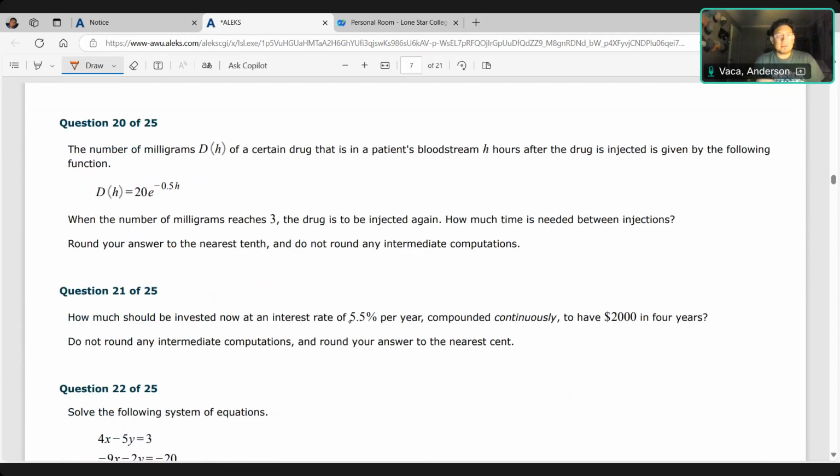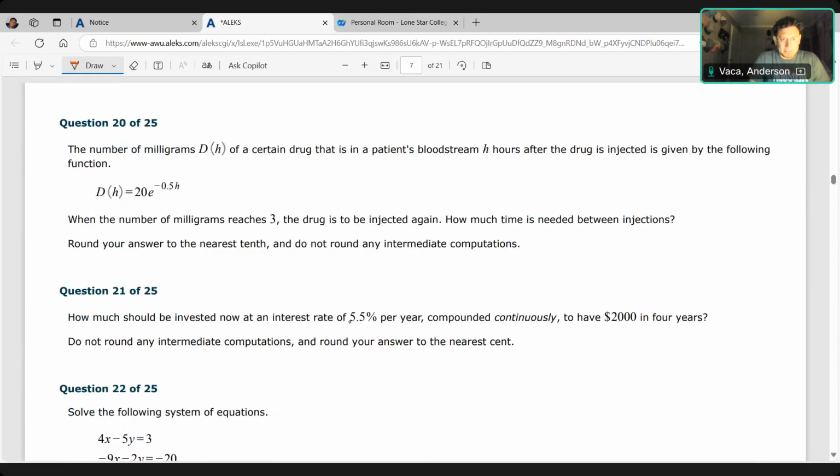Number 20. Oh, we got an application problem. The number of milligrams, D of H, of a certain drug that is in a patient's bloodstream 8 hours after the drug is injected is given by the following function.